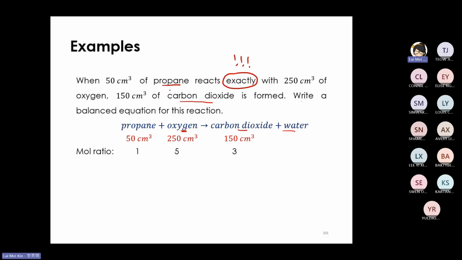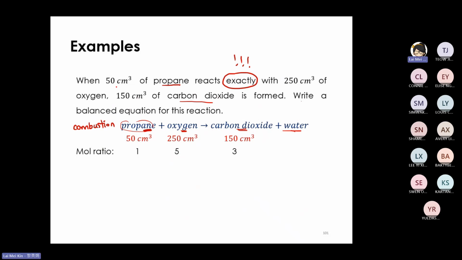Does anyone know what process this is? Propane plus oxygen. Combustion, burning of fuel. Propane is an alkane. Methane, ethane, propane, butane, they are all fuels. When you burn in oxygen, we call this a combustion process. So combustion will produce carbon dioxide and water.